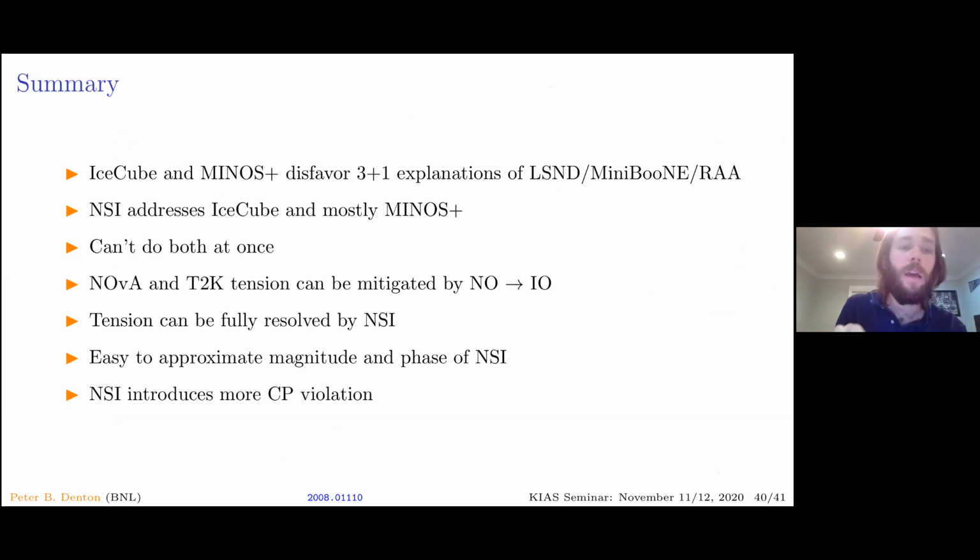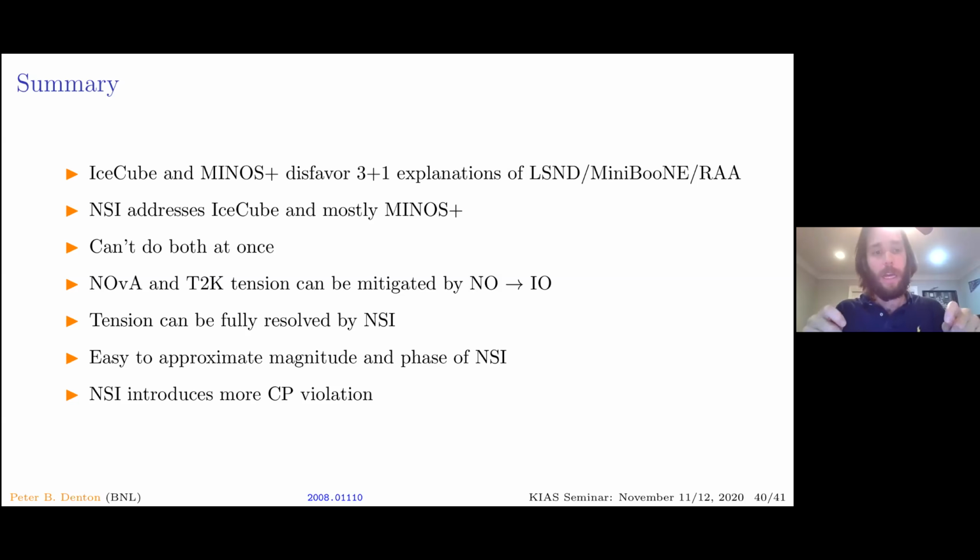But NSI plus a 3+1 scenario can completely ameliorate IceCube's constraint, and it can do a pretty good job for MiniBooNE plus as well. Unfortunately, we have to deal with everything at once, and that does not work, as we've seen.